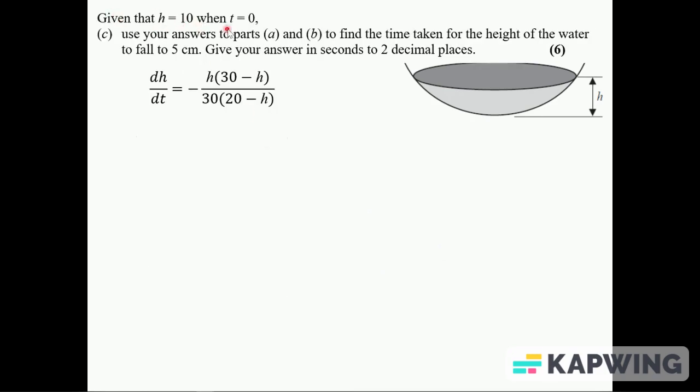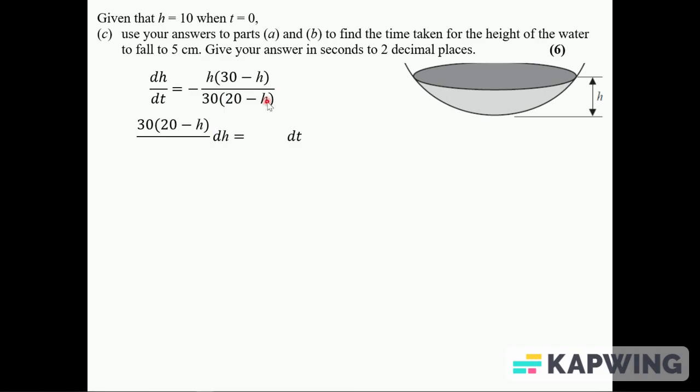So, given that h is 10 when t is 0, use your answers to A and B to find the time taken for the height of the water to fall to 5 centimetres. So I want to solve the differential equation. I've got some initial conditions. I'll be able to find out what the equation is connecting h and t, and find out when the height of the water is 5 centimetres. So we'll separate the variables out. The h is on the left hand side because that's on the top. I'll put the dt up here, so multiplying by the dt really. So h is on one side, t is on the other. There aren't any t's actually, but if there were, they'd be over this side.